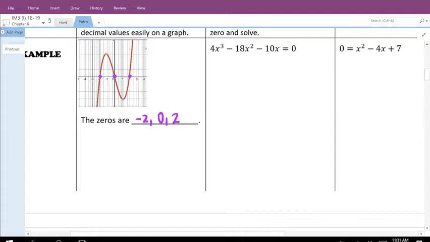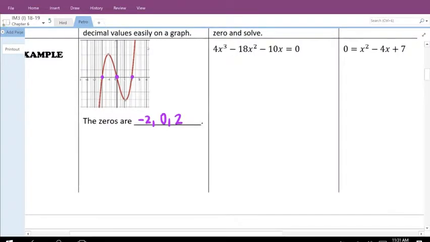What number goes into 4x cubed, 4x squared, and 10x? 2. So I know that my GCF is going to be 2 something. And then how many x's can I pull out? x cubed, x squared, or x? Just x. It's always the lowest exponent. So that's my GCF, and we've got to figure out what's left over. Now, if it helps you, you can write divide by 2x on each one. You don't have to. Totally up to you. If you can just do it without, I recommend just doing that.